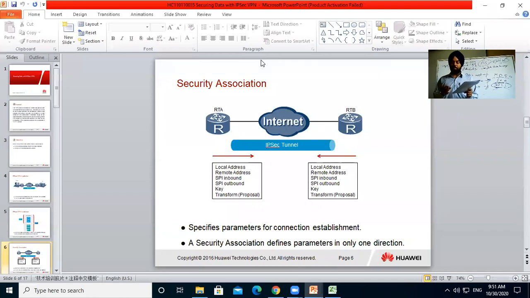In the given diagram, RTA and RTB exchange keys with each other. The SPI inbound of RTA is the same as the SPI outbound of RTB. I'm repeating, this is important: the SPI inbound of RTA, which is router 1 or router A, is the same as the SPI outbound of RTB, which is router 2, and it's vice versa. The same goes for the key: they are exchanging their keys, whether inbound or outbound.